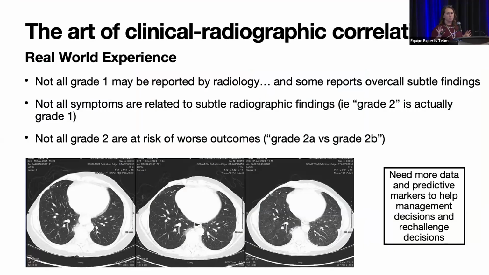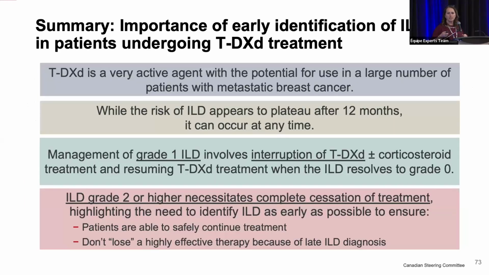And just a final note about the art of the clinical and radiographic correlation. So the real world experience is such that as we gain more experience, as we become more comfortable treating these patients, I think that not all grade 1s are reported by radiologists, so we have to be cognizant of that. I think not all symptoms are related to the subtle radiographic findings. You might have a tiny little finding with a cough, and the cough is postnasal drip or GERD, so they're not all grade 2s. And not all grade 2s have the worst risk or outcomes, right? So I think we kind of have like a grade 2A, grade 2B population that we have to tease out, and we need more predictive data to manage that.